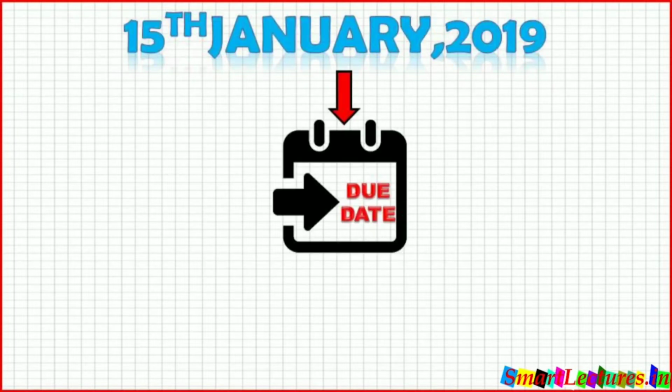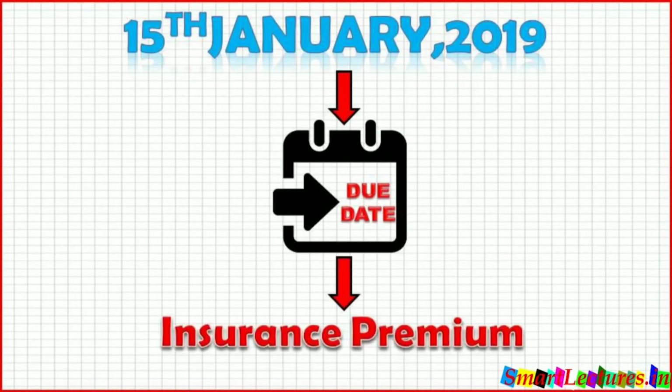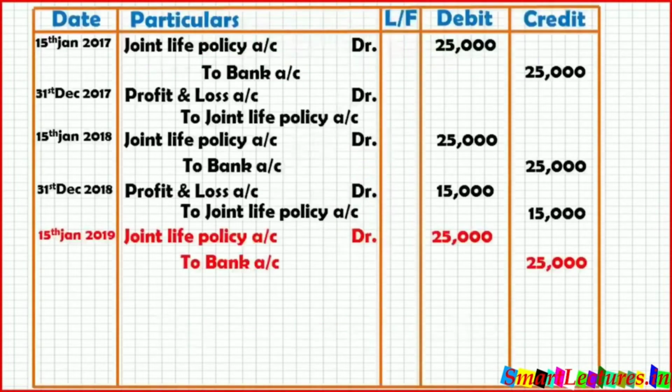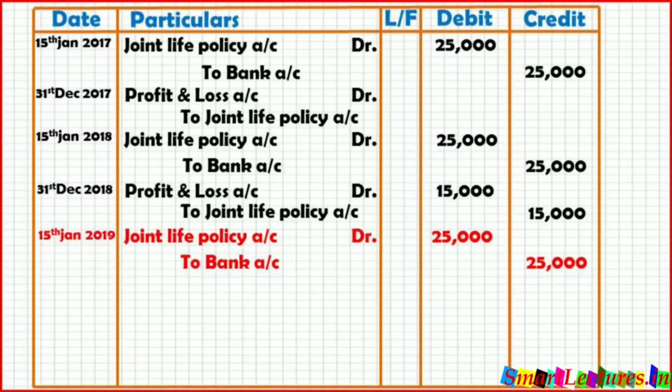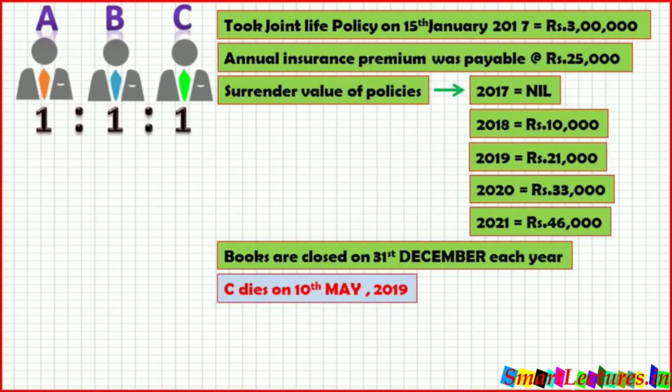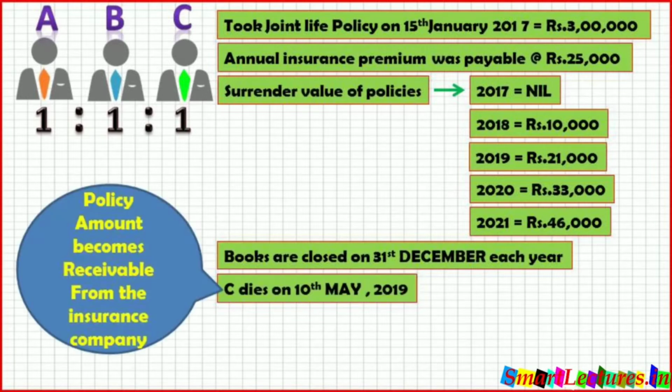Then again on 15th January 2019, it's again the due date and we have to pay the insurance premium, and the journal entry will be joint life policy account debit to bank 25,000 rupees. But before we reach the closing of 2019, on 10th of May 2019, she died. The moment the partner dies, the whole of the policy amount becomes receivable from the insurance company.